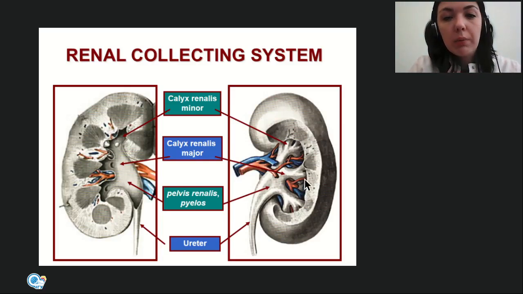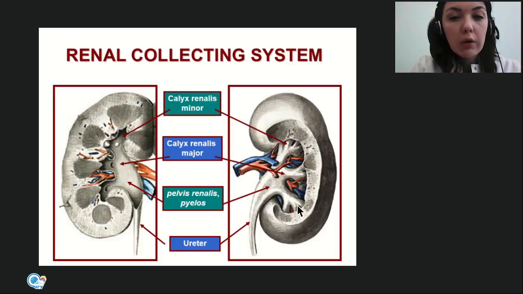Here, all of these are minor papillae. Minor calyces, what am I saying? Minor calyces. Then 2 or 3 minor calyces join each other and form major calyces. In each kidney there are from 3 to 4 major calyces. Then major calyces join and form the renal pelvis, and from the renal pelvis urine goes to the ureter.